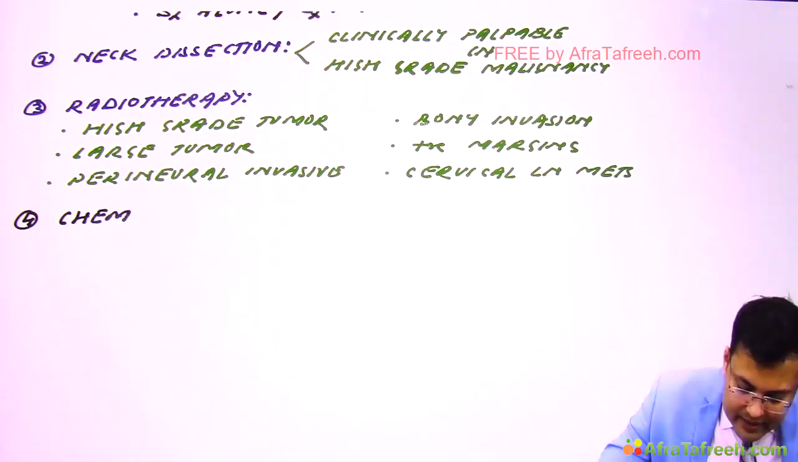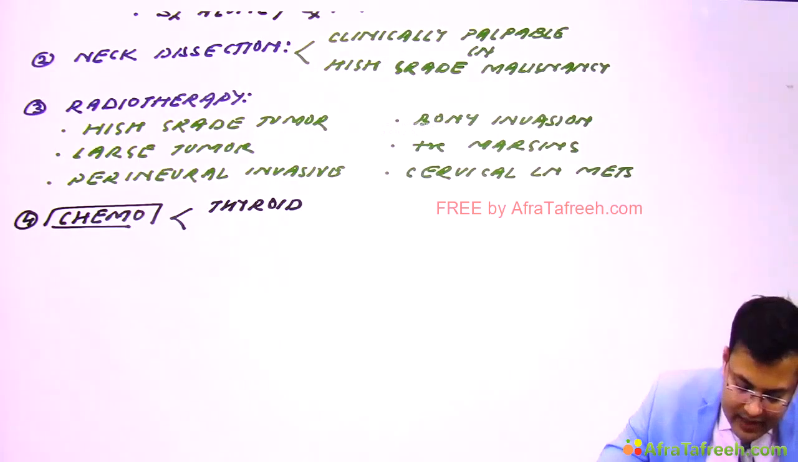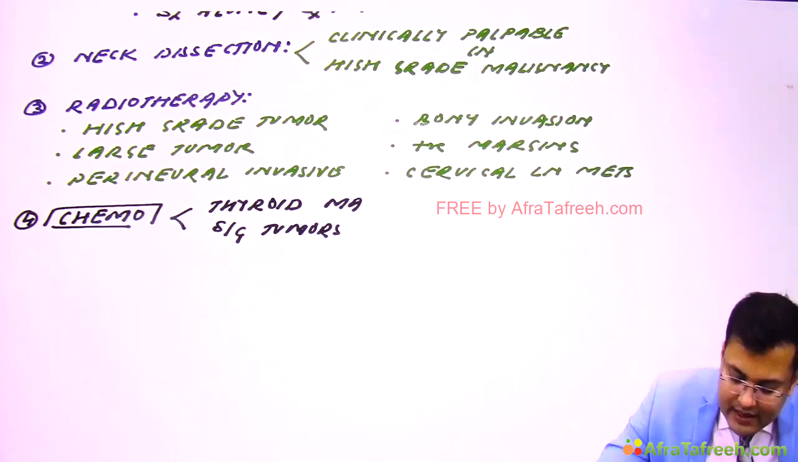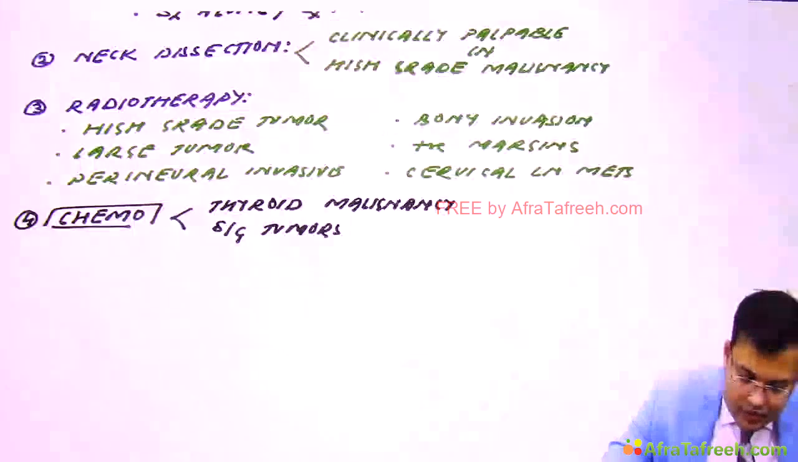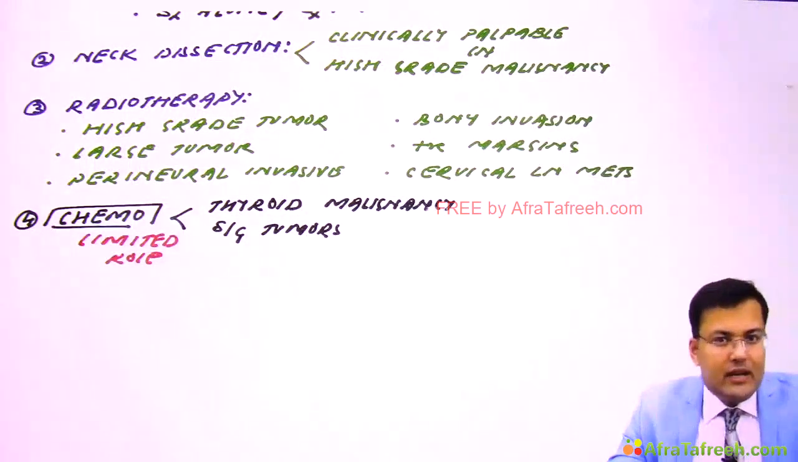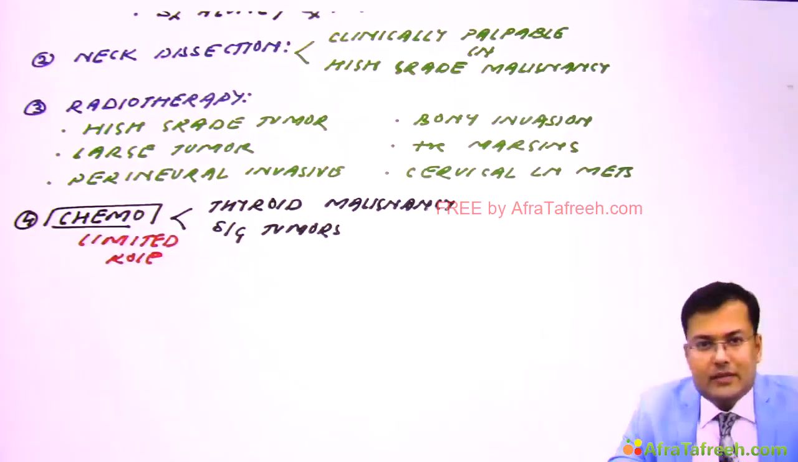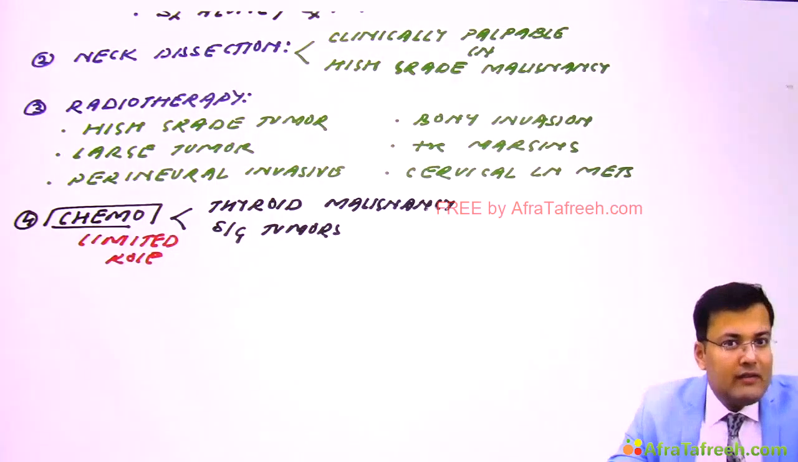So chemotherapy has a limited role in thyroid malignancy and salivary gland tumors. Clear? It has a limited role. So generally we don't use chemotherapy. In salivary gland tumors, what's the problem with chemotherapy? There is incomplete, short-lived response and there is no survival advantage.